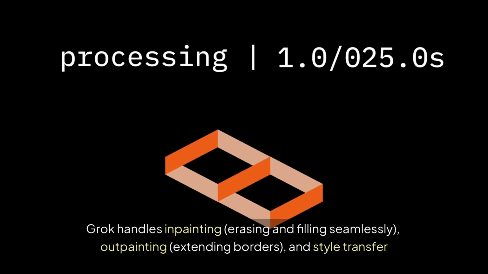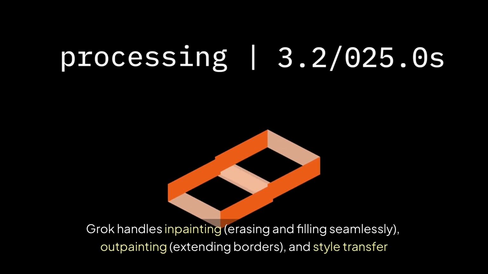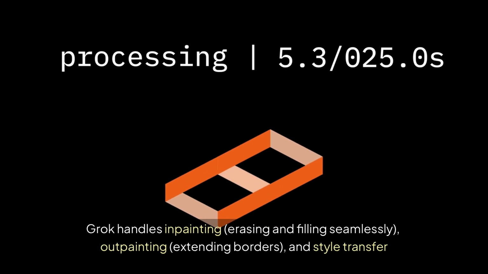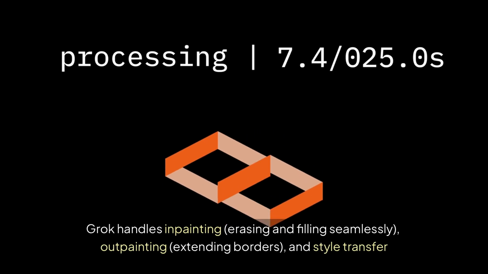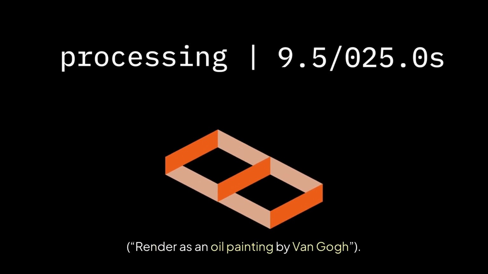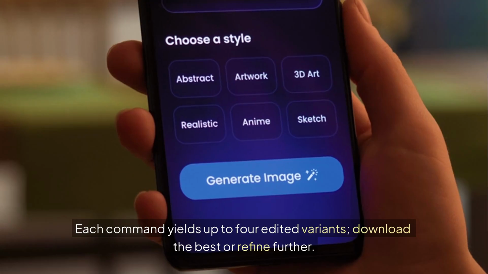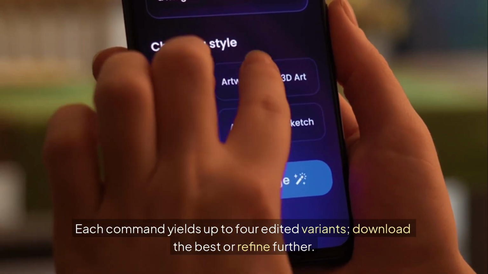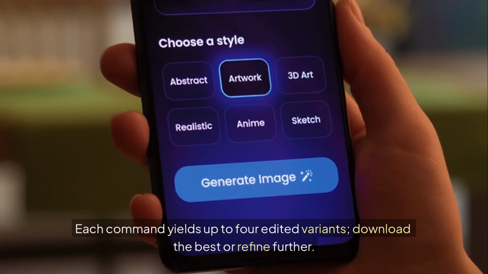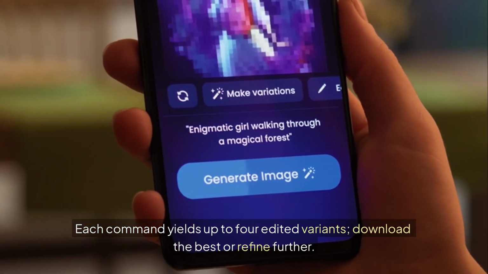Grok handles inpainting, erasing and filling seamlessly, outpainting, extending borders, and style transfer. Render as an oil painting by Van Gogh. Each command yields up to 4 edited variants. Download the best or refine further.